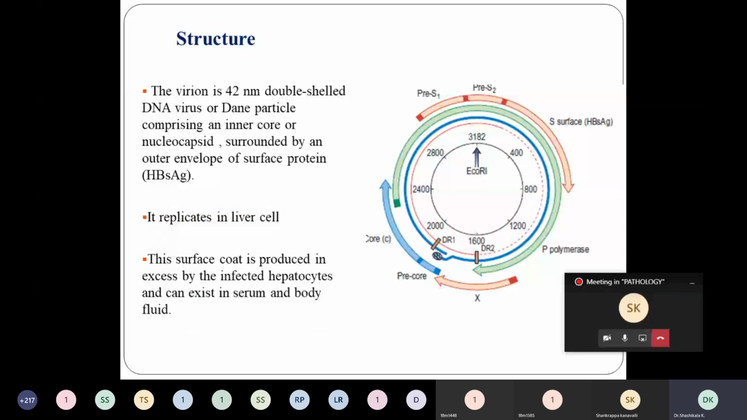So let us learn the structure. The structure is important for us to know the antigens as well as the antibodies for the detection of serological markers, which help us in the diagnosis. So this virion is called the Dane particle, which is a 42 nanometer double shell DNA virus. It comprises an inner core, or nucleocapsid, which is surrounded by the outer envelope, that is the surface antigen. It's called the HBsAg antigen. It replicates in the liver, and this surface coat is produced in excess by the infected hepatocytes and can exit into the serum and body fluids.